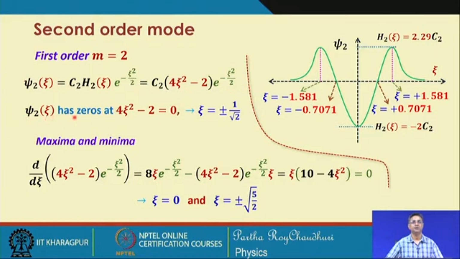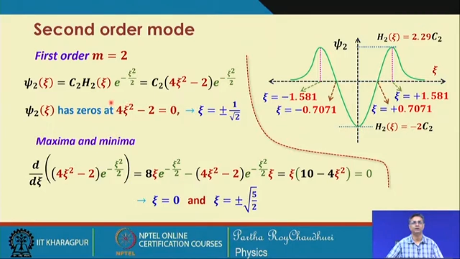Now, psi 2 has zeros where this quantity is equal to 0, 4 xi square minus 2 equal to 0, that gives you xi equal to plus minus 1 by under root 2. So, these are the points where psi 2 will be 0, and for the rest of the points we will have to look for the maxima and minima. So, we differentiate this expression, which will give you xi into 10 minus 4 xi square equal to 0. So, either xi equal to 0 will give you this condition, which is a minima.